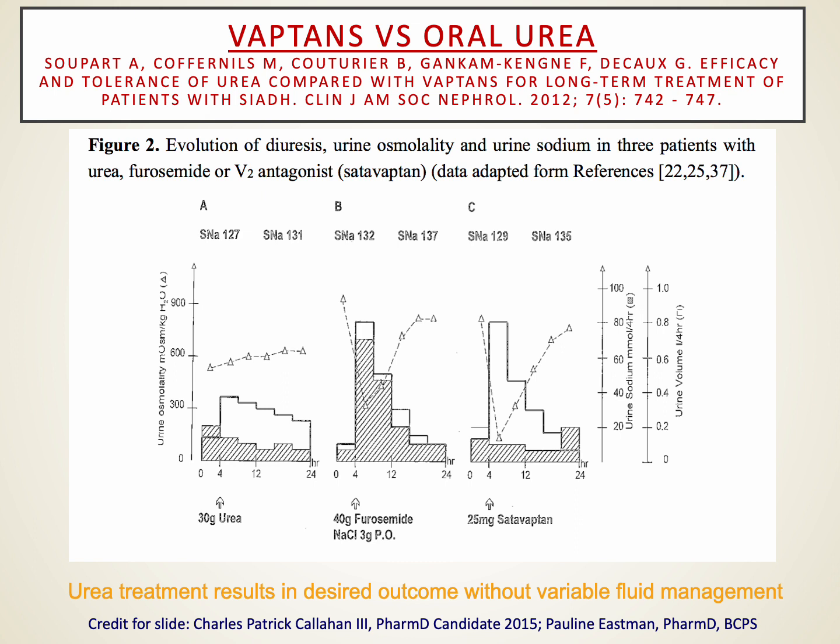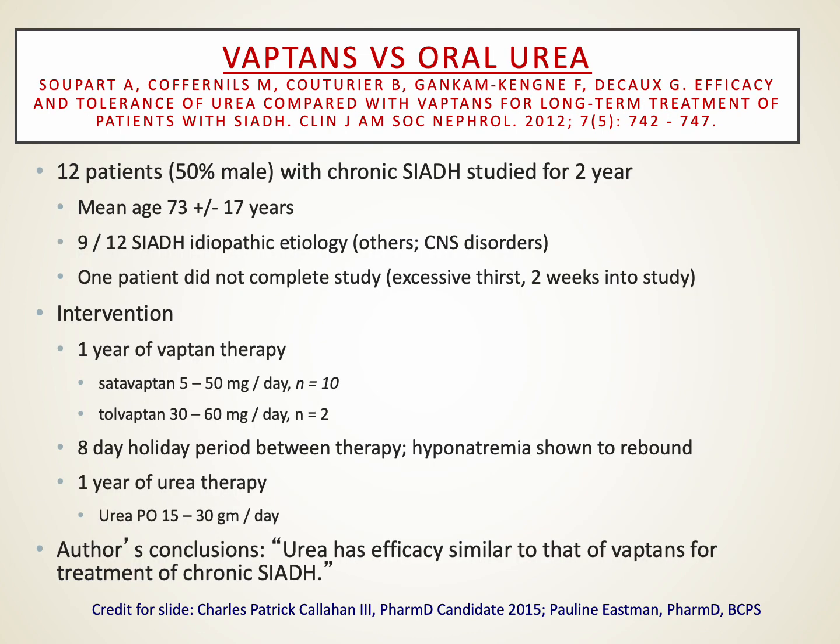Here's more data comparing oral urea to Vaptans, and I'm not going to go into the detail of this. Suffice to say that they're pretty much almost interchangeable. So the data indicate that when they looked at them for managing hyponatremia in patients with SIADH, and again, it's a pretty small study, but for a long period of time, the urea therapy worked probably as well as the Vaptans and has become really an intervention of choice.